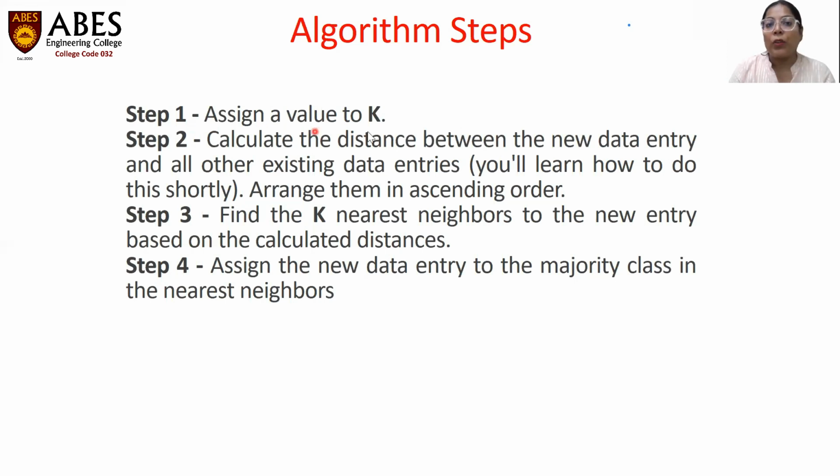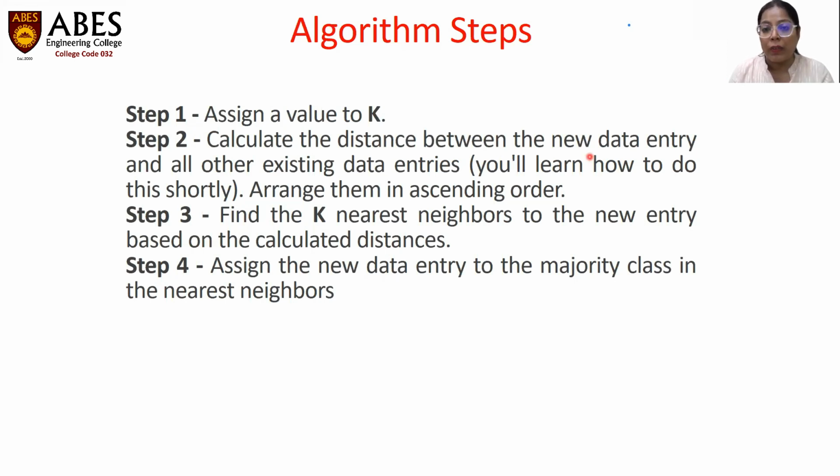So at first, we will assign the value of K. So what is K? K is the number of nearest neighbors. Generally, it ranges from 3 to 5. That means you can take the value of K as 3, 4, or 5. It is generally recommended.